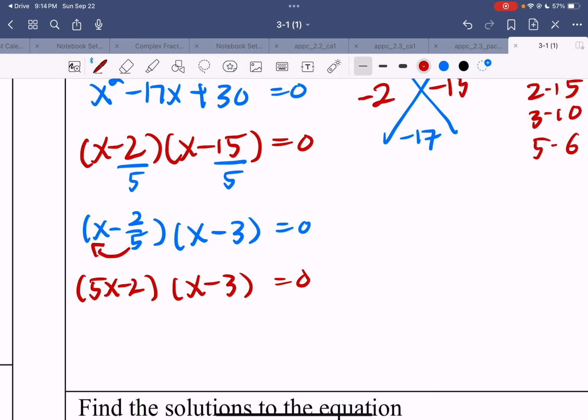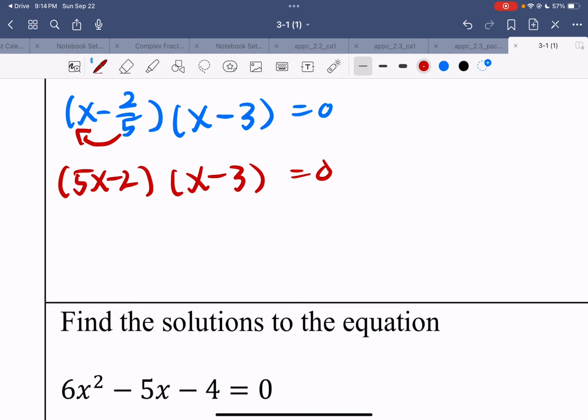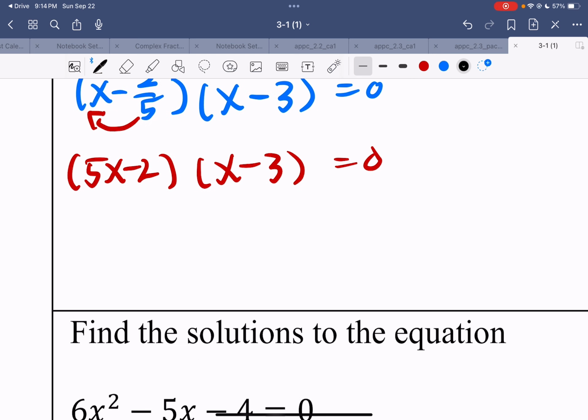That's it for factoring. And if you want to find the solution, it's very simple. You just find what? Opposite of these numbers. The opposite of negative 3 is positive 3. Same thing here. Opposite of negative 2 is positive 2. But do you see there's a 5? What you have to do is you just divide by that number. That's it.